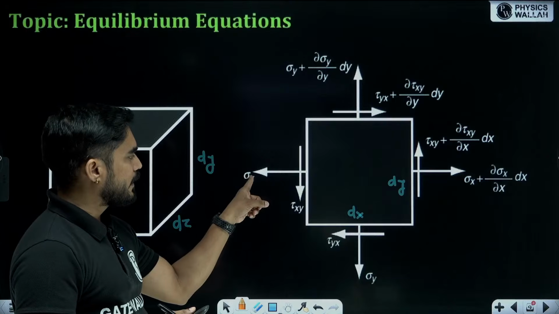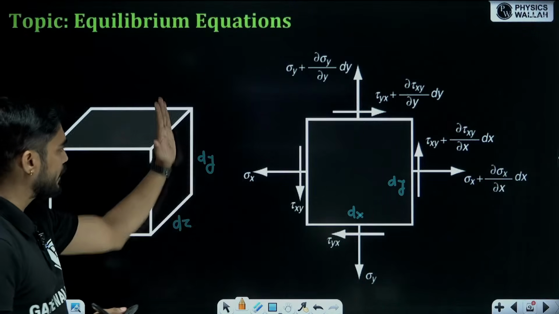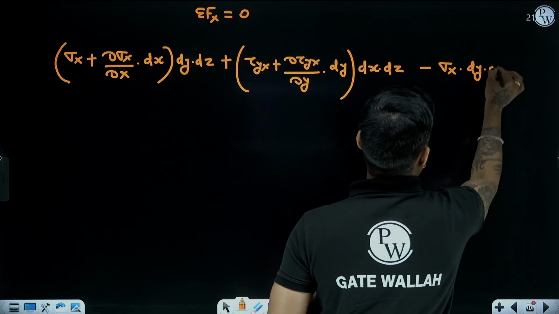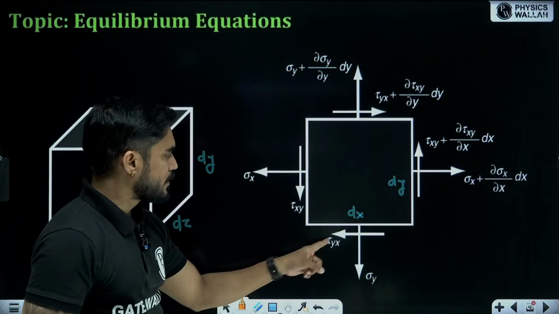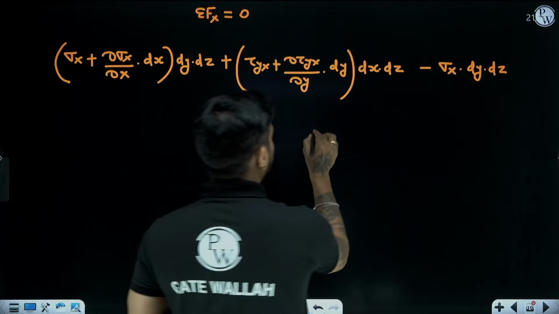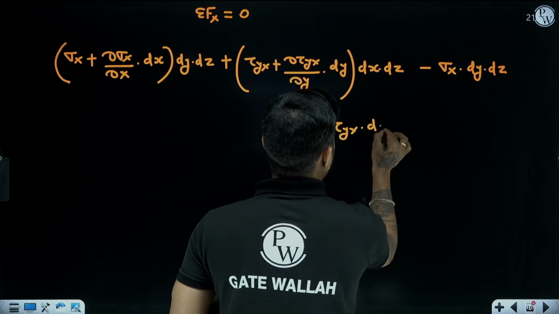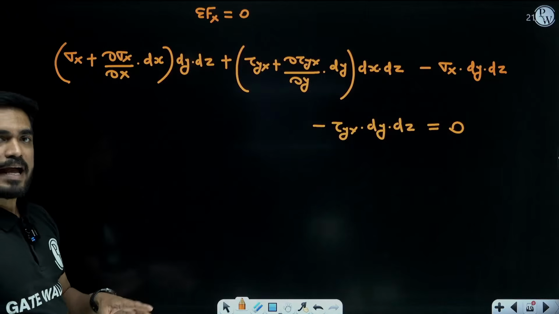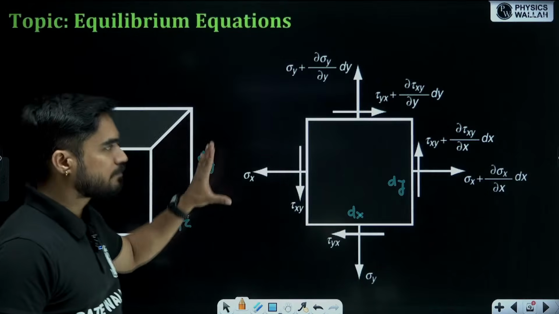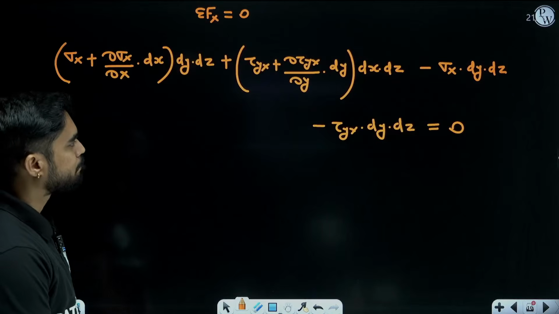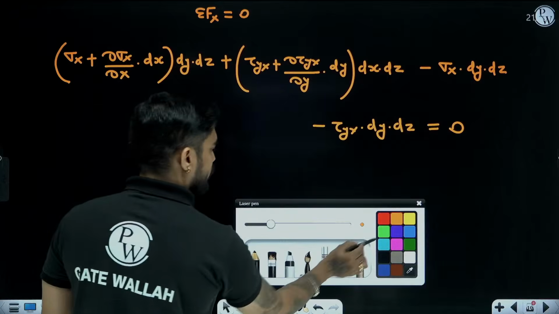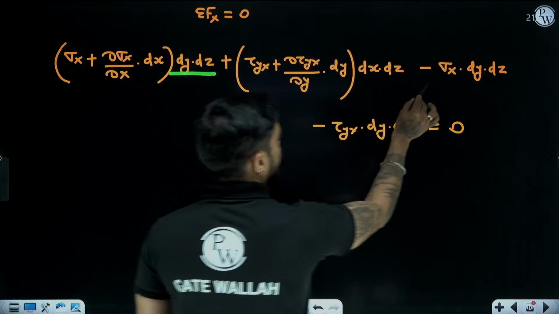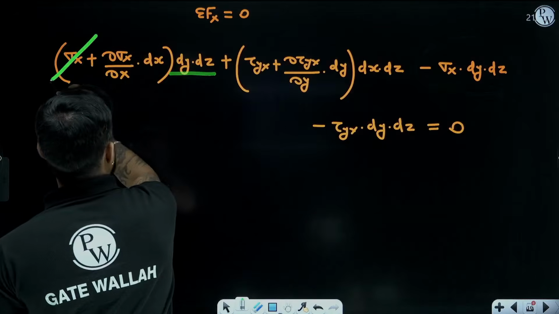Then this force is in negative x direction, sigma x, which is also acting on dy dz plane. So it will be minus sigma x into dy dz. Then this tau yx is also in negative x direction. So minus tau yx into dx dz equal to 0. So we have considered all the forces acting in x direction by the equilibrium equation. Now look at this. This will become sigma x into dy dz, and this is also minus sigma x into dy dz. So this and this will be cancelled.